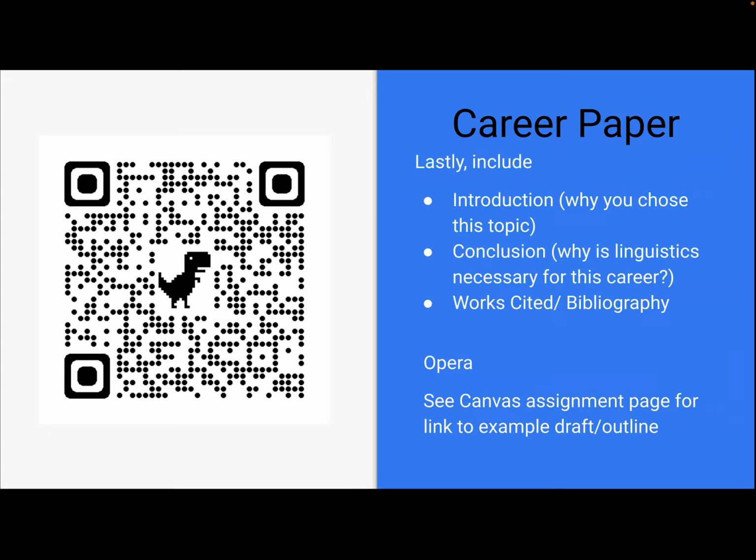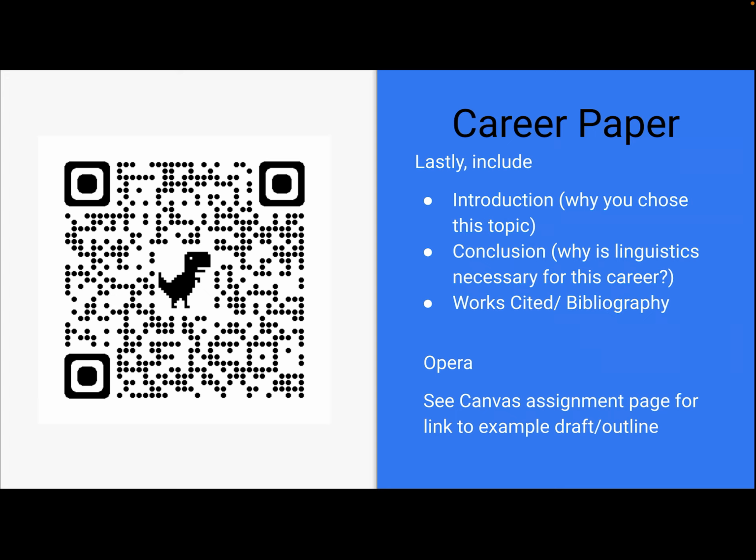To finalize the paper after you have composed your body paragraphs, you will need an introduction explaining why you chose that career. Maybe it is your future career, maybe it's a hobby, maybe you picked something difficult for the fun of a challenge. You'll also need a conclusion that captures why linguistics is so necessary for the career. Rather than summarize your major points again, focus on an overall message and takeaway about linguistics in this career.